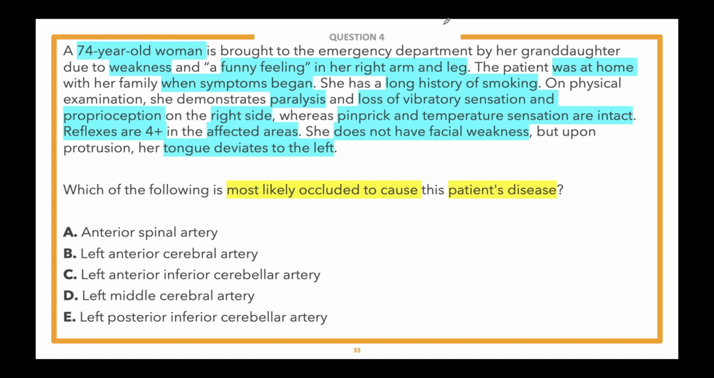So we're going to go ahead and open up that poll, and then go ahead and select the one you think was most likely occluded in this patient.